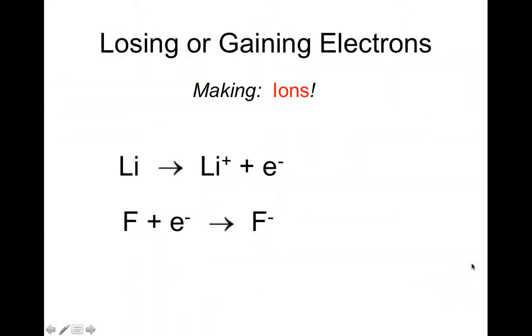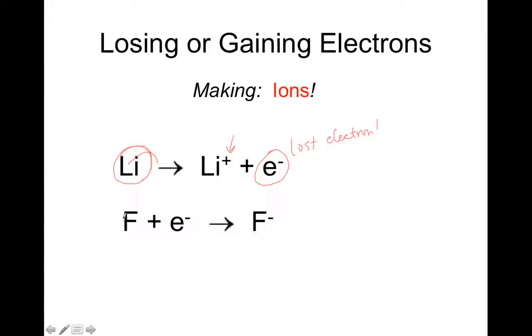Okay, and finally, well, not finally, we've always got more things to talk about, right? But we want to talk about losing or gaining electrons. You might have some species in nature, say lithium, which has a tendency to lose electrons. So here's a lithium atom. If it loses electrons, it becomes electron poor. Here's the electron that it lost. If that's the electron that got lost, then it's got a shortage of electrons, which is going to leave it a positive charge.